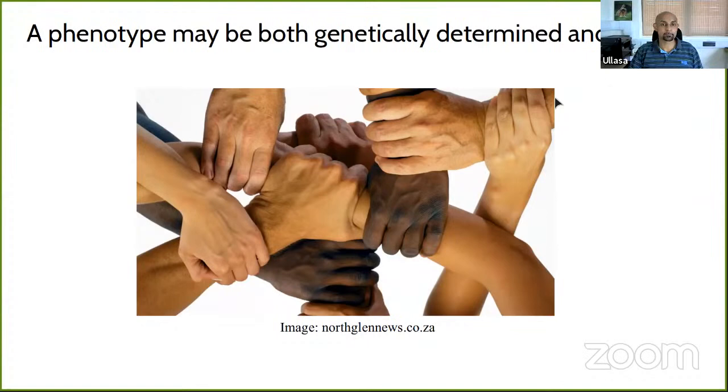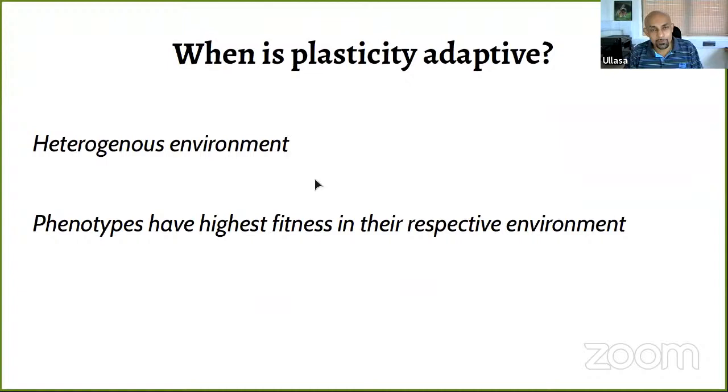Now, I touched upon this a little bit, but now I'll talk about it in a little more detail. Plasticity is pervasive. It's everywhere, right? And when do we call it adaptive? To determine whether it's adaptive, you will need to do some experiments. You need to see which phenotypes are produced in the different environments, and take the phenotypes, put them under different environments, and see where their fitness is highest. You could look at survival, reproduction, and so on. That's the ultimate way to test whether something is adaptive or not.